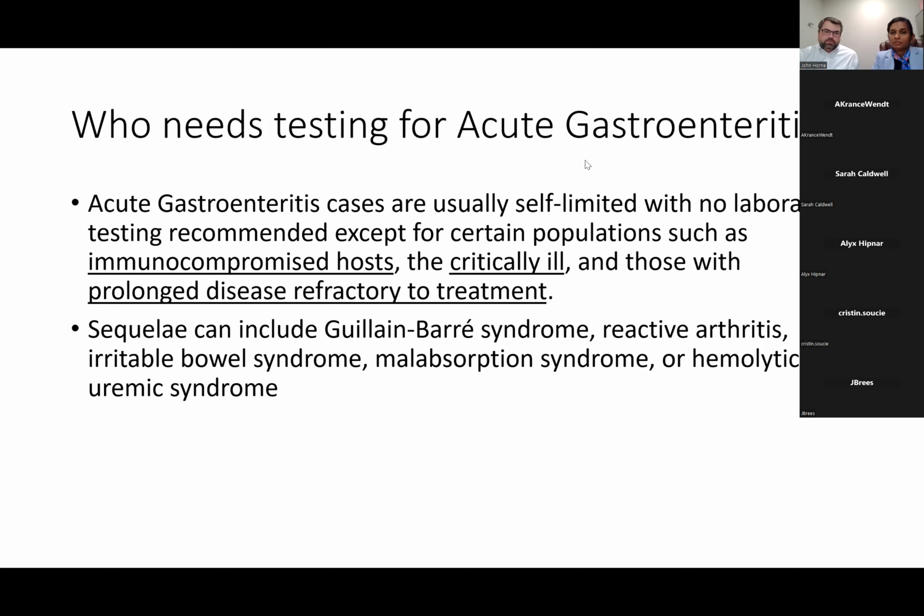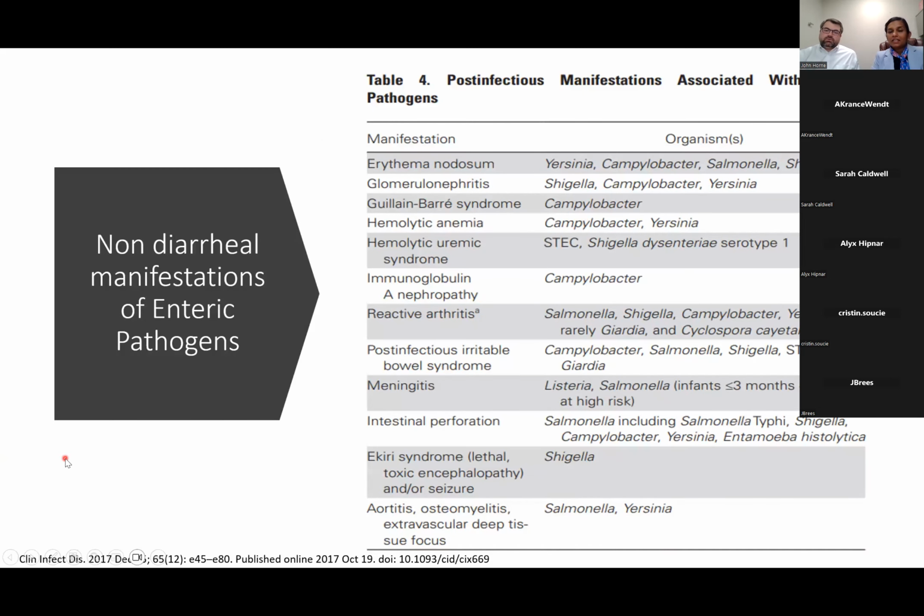So like you were saying, if it keeps going on for a long time, then finding an answer is very important. And sequelae could include Guillain-Barré syndrome. People who have acute gastroenteritis, even if they get over it, can have things lasting a long time, like Guillain-Barré, reactive arthritis, irritable bowel, malabsorption, or hemolytic uremic syndrome. So things can continue.